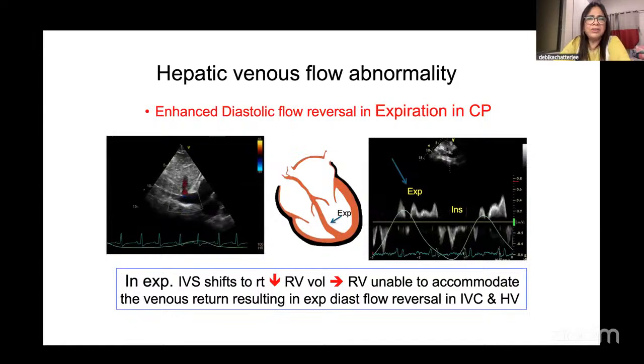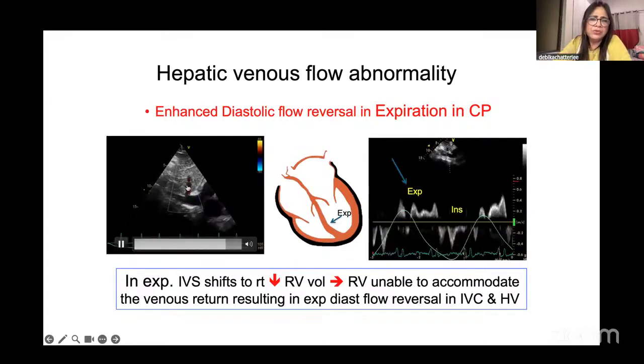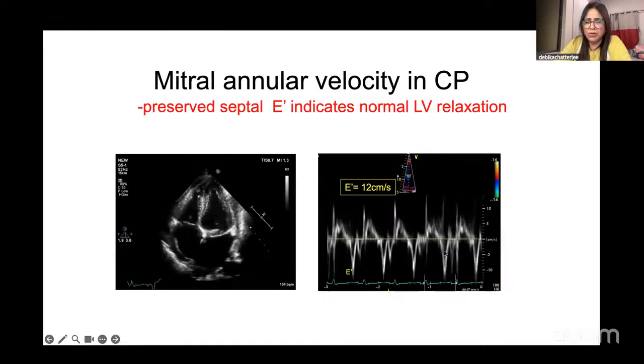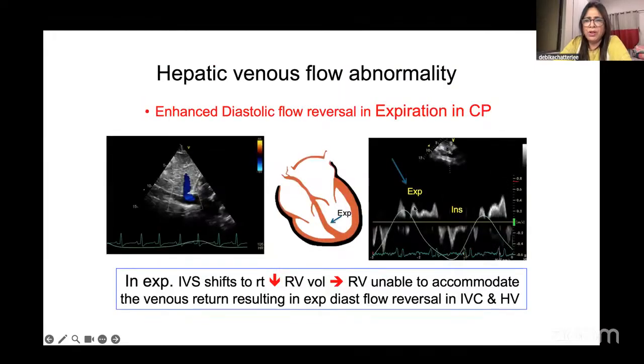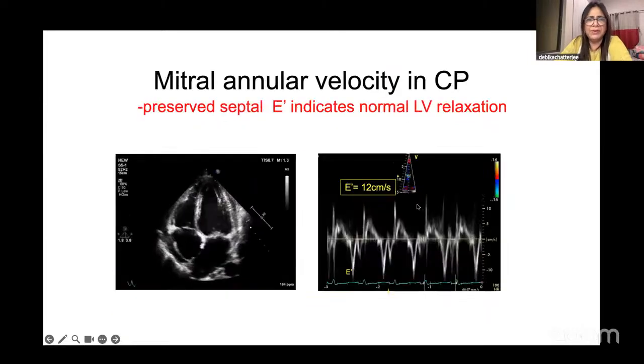Now let us look at the hepatic venous flow. What is happening during expiration as the septum is moving towards the RV? This RV cannot accommodate more blood because it is cemented. So that extra blood goes back to the hepatic vein and we get the expiratory flow reversal. This is the phase of expiration. So that is the flow reversal in expiration in the hepatic vein.